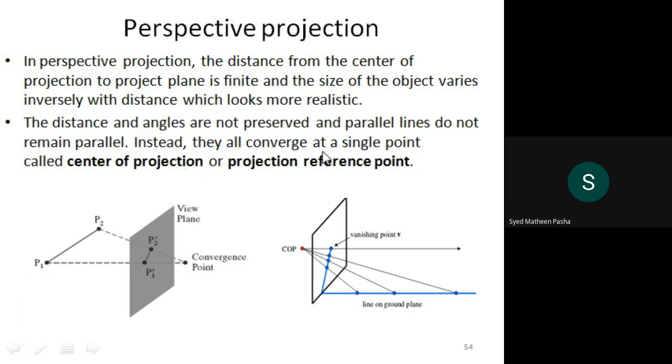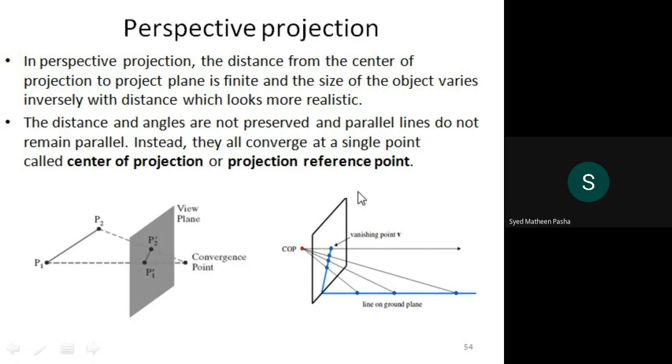Instead, they all converge at a single point called the center of projection or projection reference point. In the second example, they have given the center of projection in the red shade. This is the red shade. What happens in perspective projection is, whatever lines you draw from any plane, those points come and meet at a point called the center of projection. At that point, I can say there is a perspective projection happening towards the view plane.